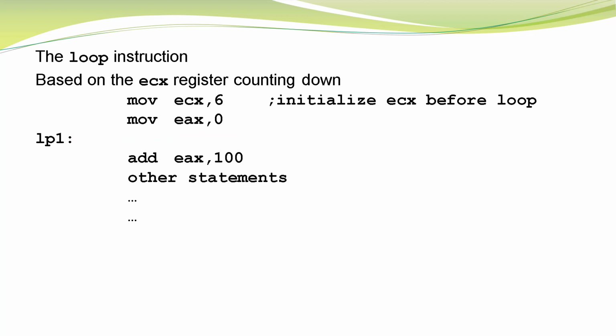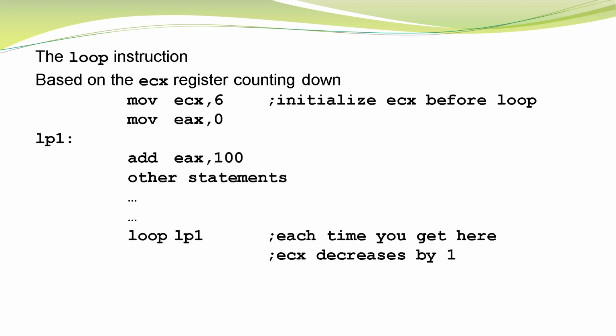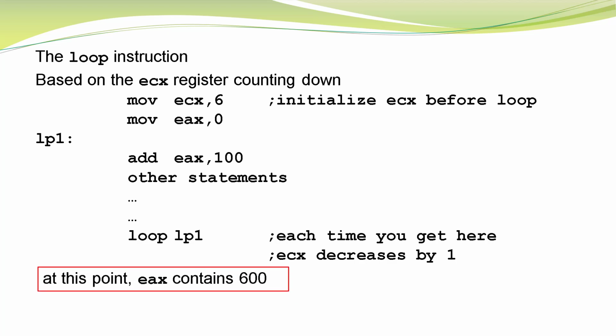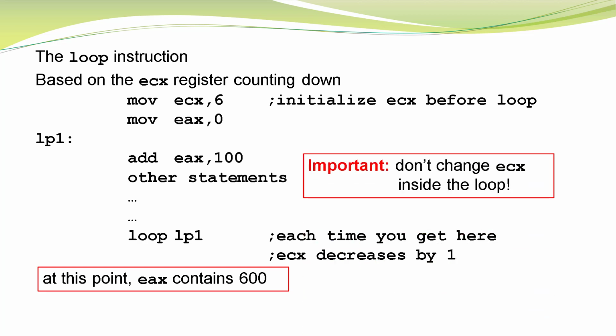I put some more instructions in. I get to the end of the loop, and it's going to jump back to the LP1 label. Each time I get to that loop instruction, the ECX register decreases by 1. After it goes through the loop 6 times, adding 100 each time, then EAX contains 600. Really important to remember, don't change the ECX register inside the loop. You probably won't be happy with the results.